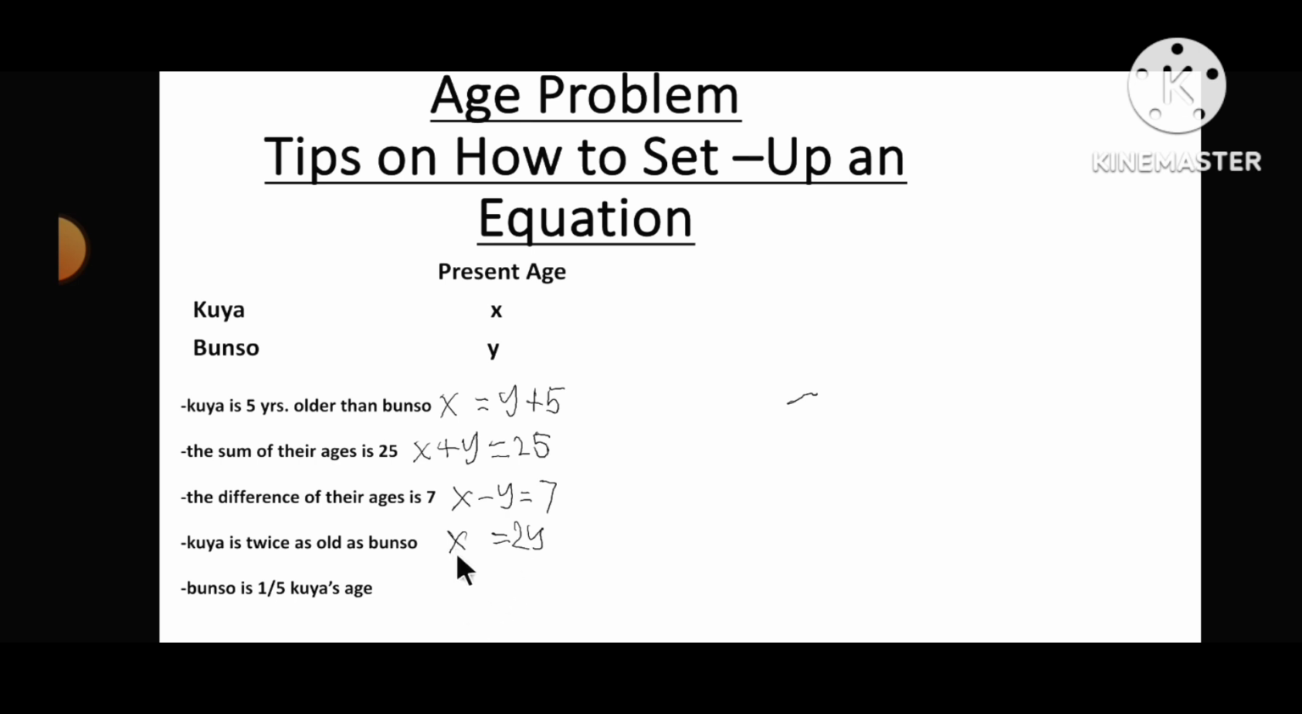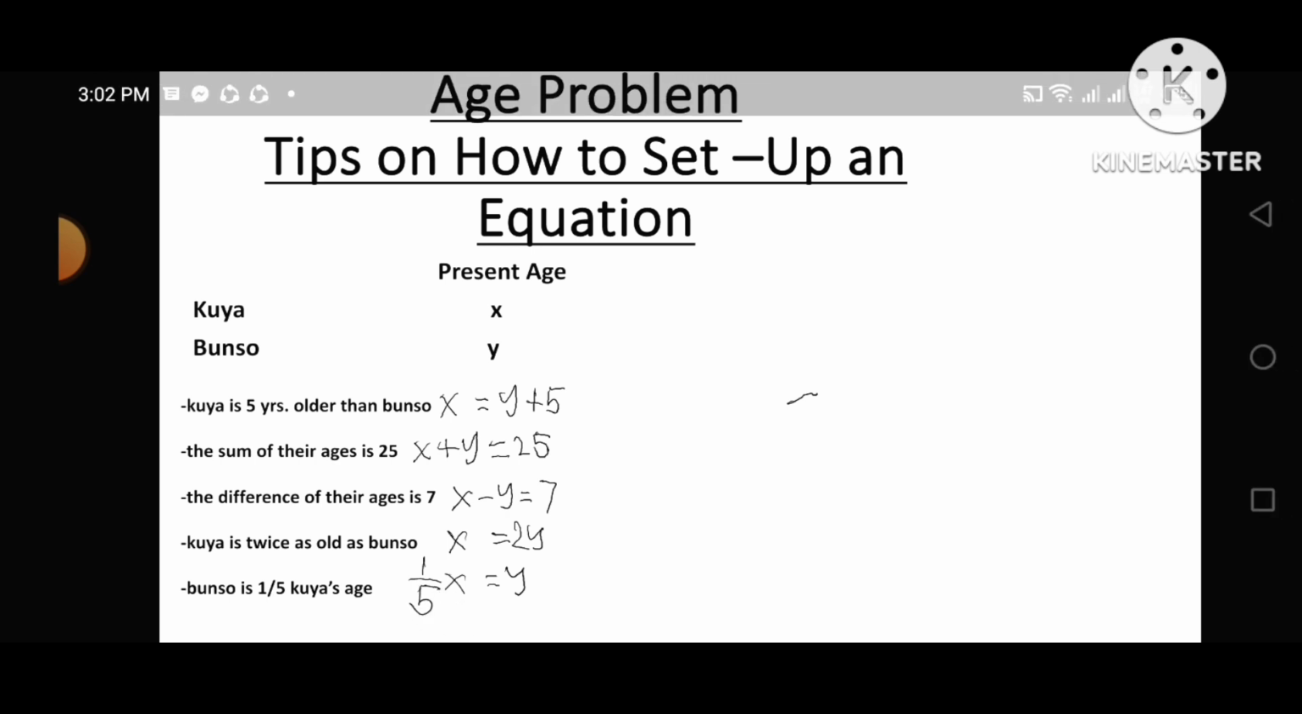Now, the last one is Bunso is 1/5 Kuya's age. This one is also easy. Let us first write our X and Y. To whom do we put the 1/5? Well, here you can just follow the statement word for word. If Bunso is 1/5 Kuya's age, then since Bunso is Y, Y is equal to 1/5 of X. So we put the 1/5 on X, okay? And that's it.